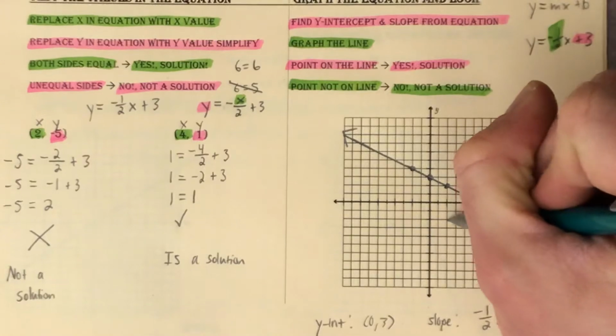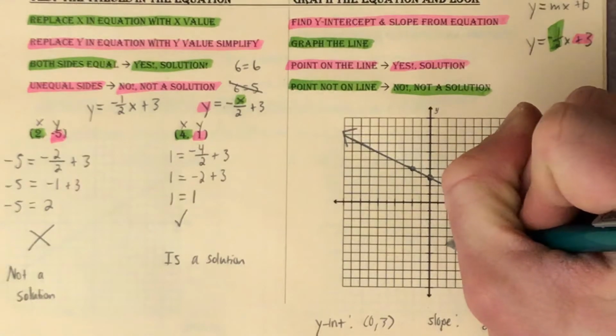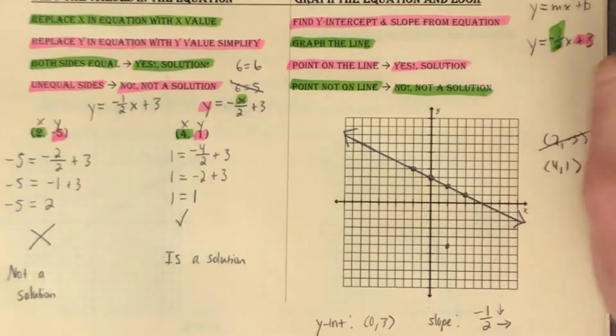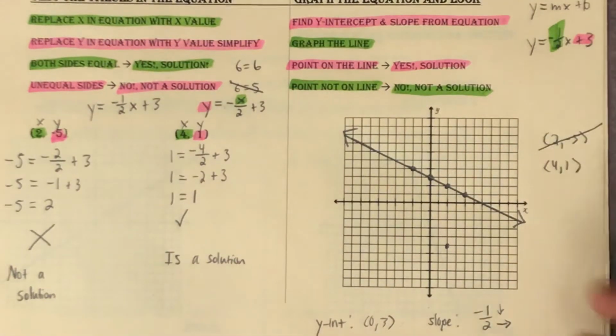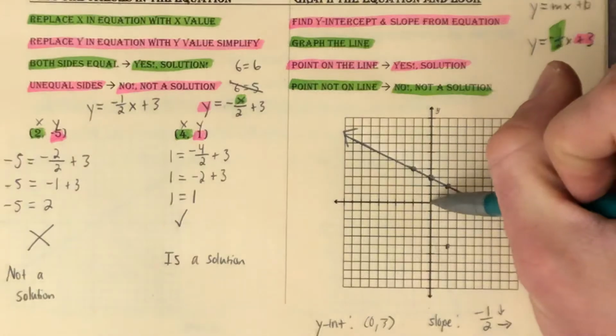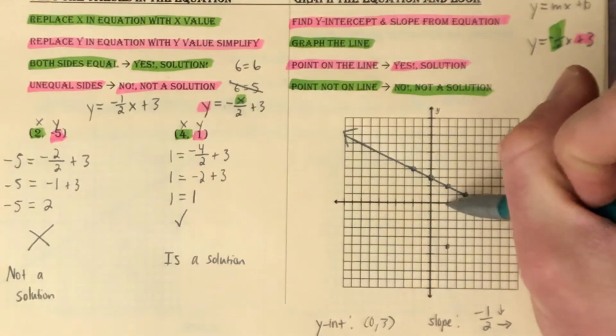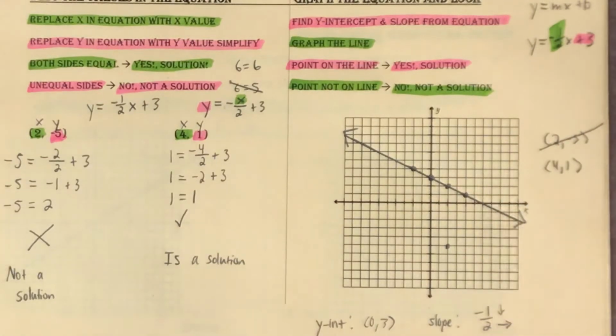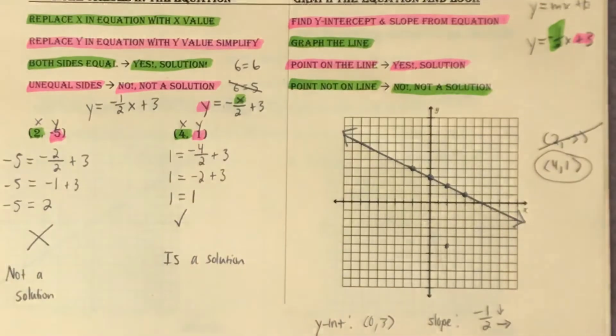So 1, 2, 3, 4, 5. And that is not on my line, so not a solution. All right? 4, 1. All right? Back at the origin, go right 1, 2, 3, 4, and then up 1. That point is on my line, so it is a solution, which is the exact same thing we found algebraically.